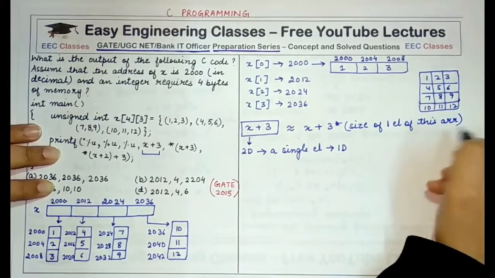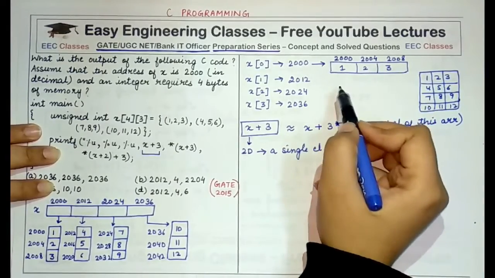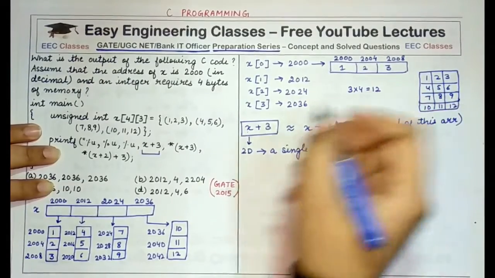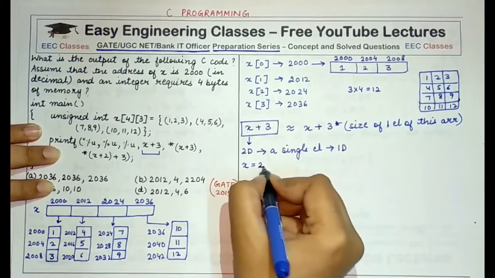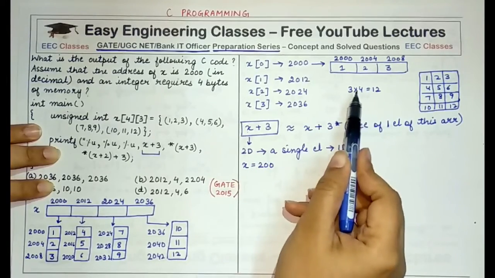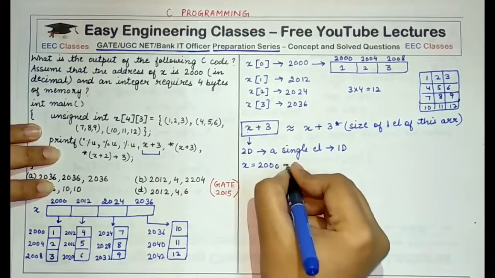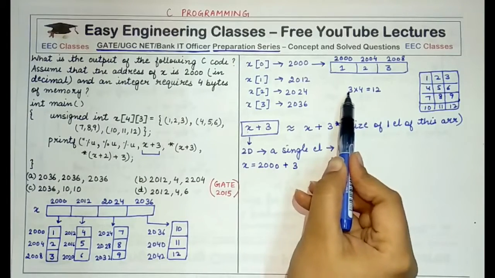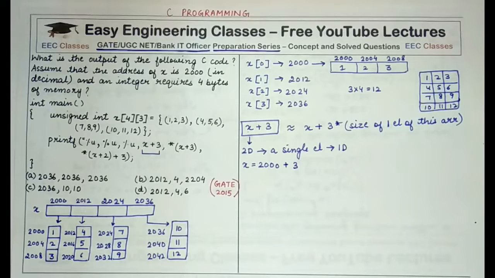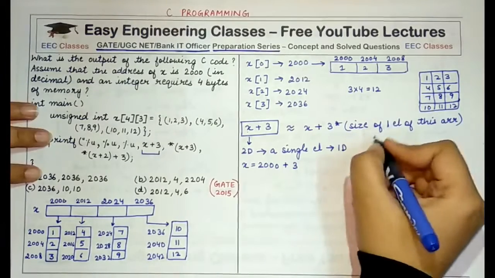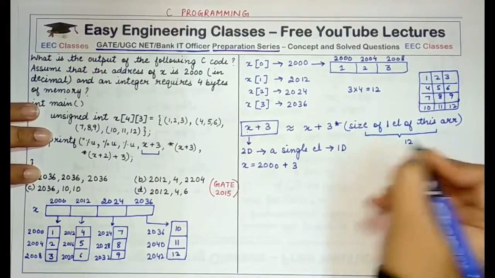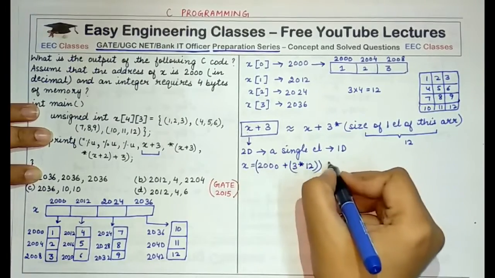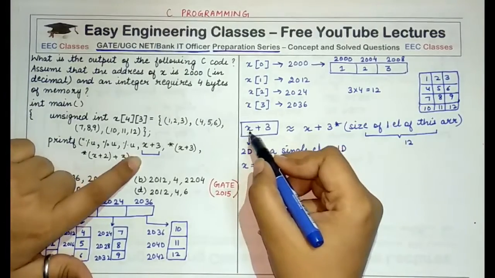And the size of a 1D array is 3 elements, each occupying 4 bytes. So 3 into 4 gives you 12. The starting address of x is 2000. Then there are 3 elements. You have to add 3. So 3 multiplied by 4 would be the size of a single array. So this value would come out to be 12, and now you have to multiply it by 3. This is the value that would be the answer to your printf statement of x plus 3.